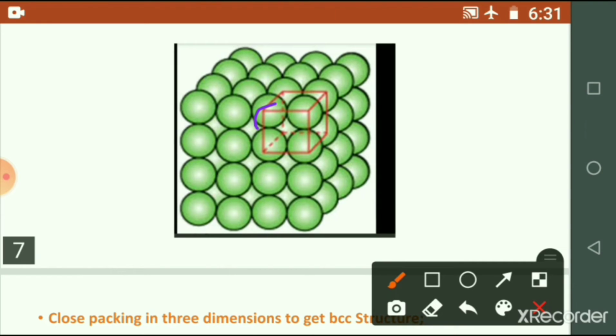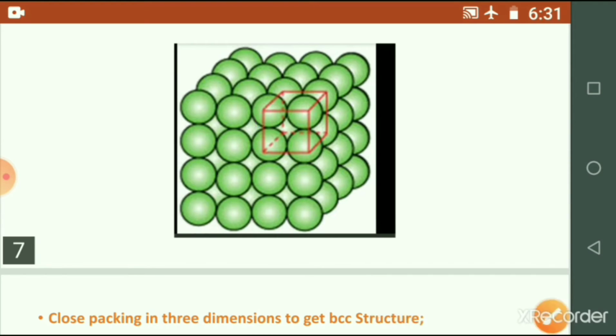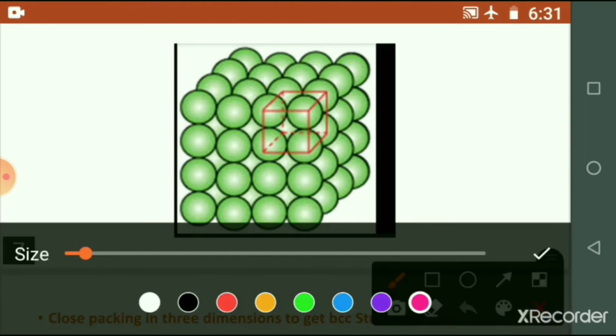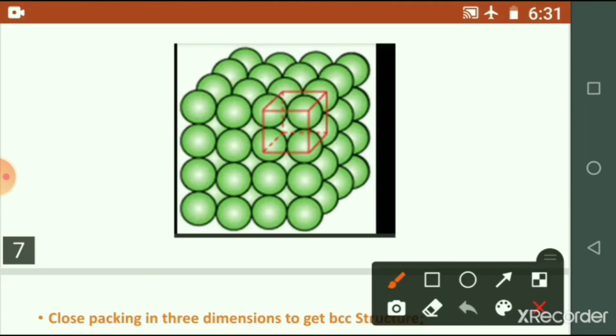What is a unit cell? We take the center of each sphere. Now this is the first sphere, second sphere, third one, fourth, fifth, sixth, 7 and 8. Now if we look at the neighboring ones, next we are going to observe what this is. Here the unit cell comes.